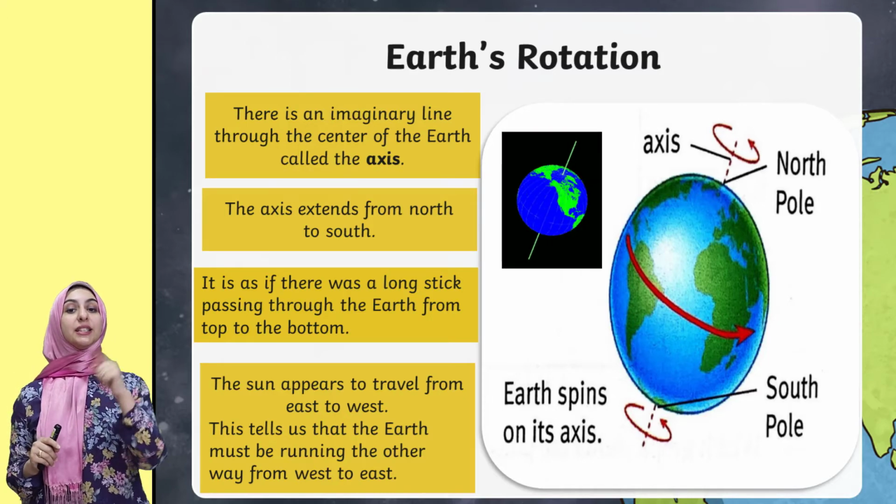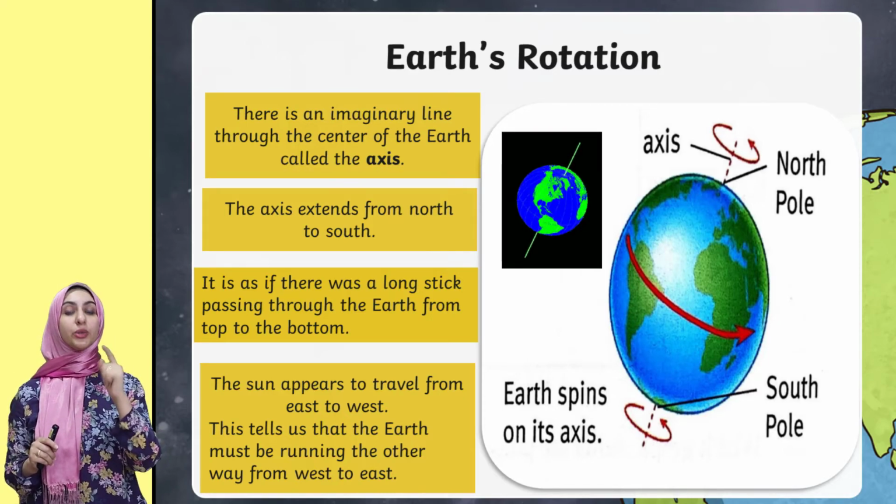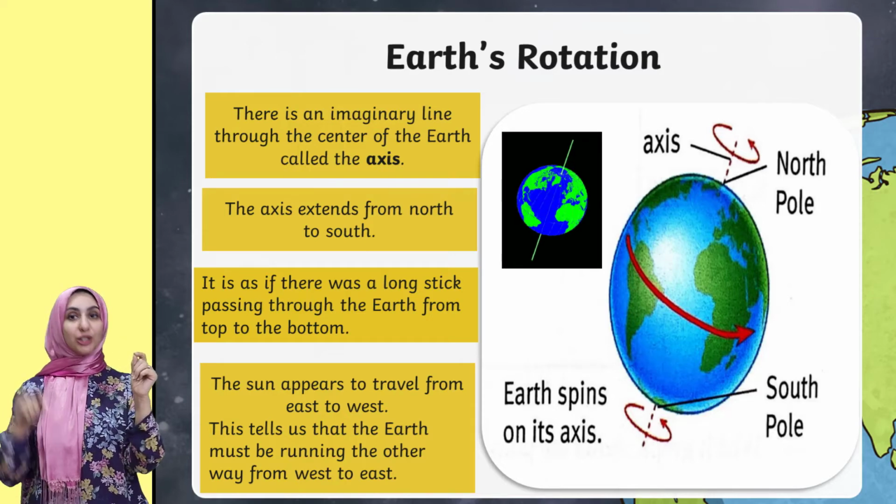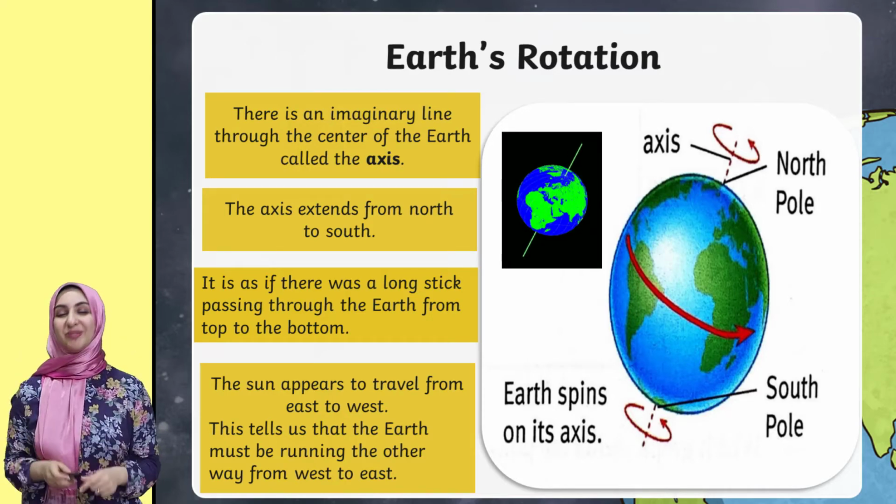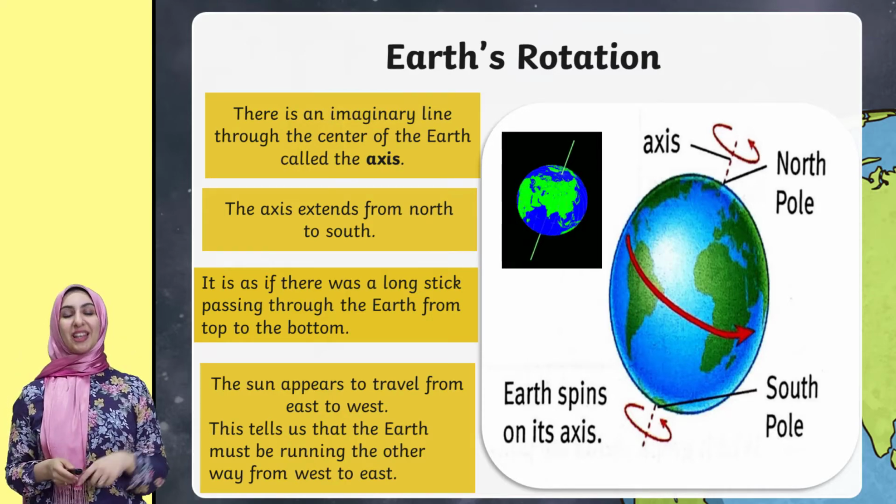As you can see here, this is the direction of the Earth's rotation, from west to east. Don't forget this one. Okay.